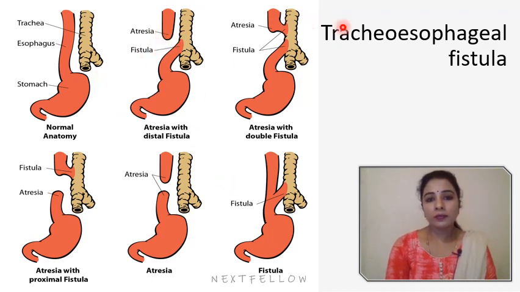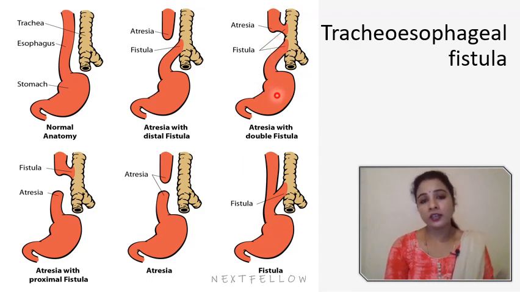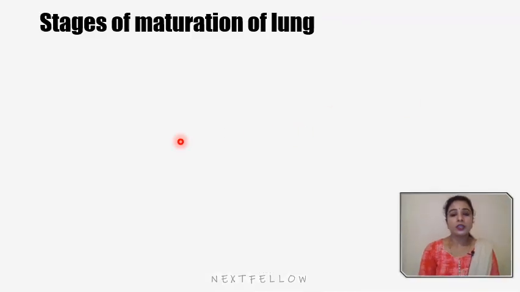Okay, and the communication forms sometimes a fibrous cord also, and forming atresia of esophagus. Let's see the stages of maturation of lung, how the lung matures.